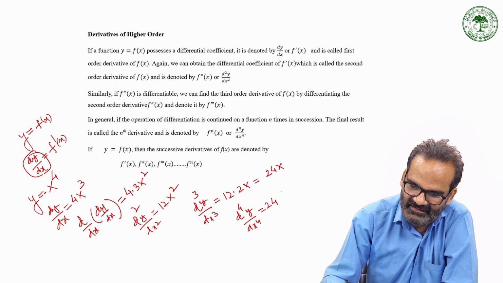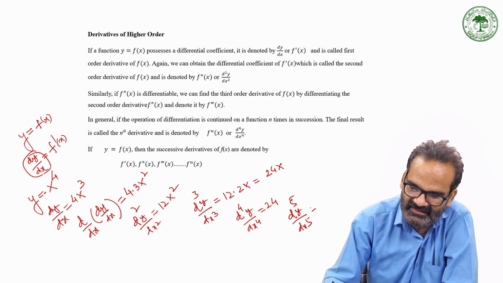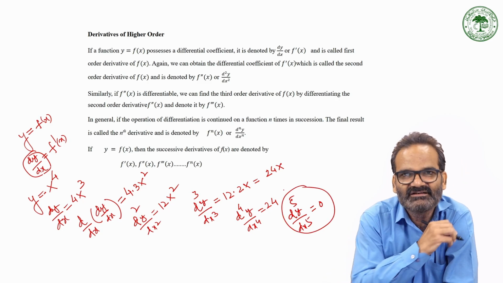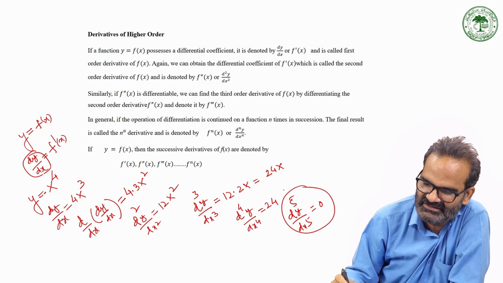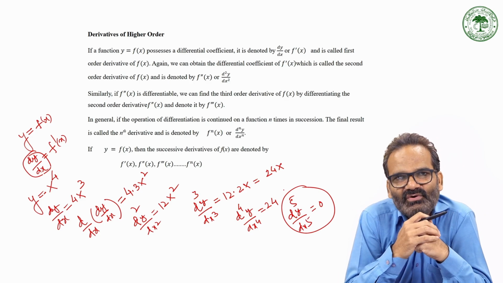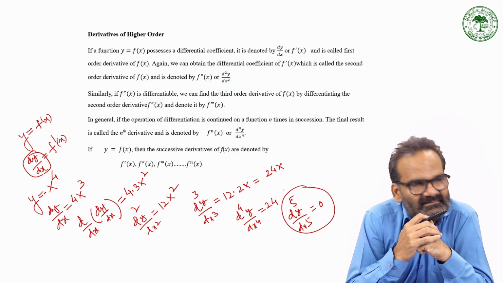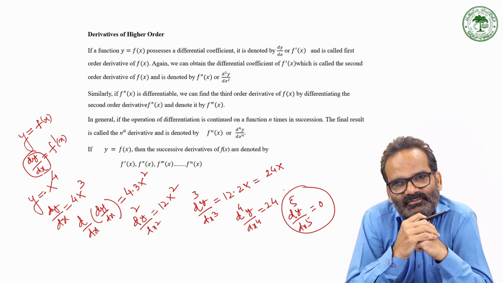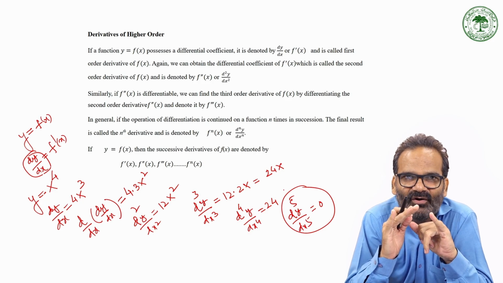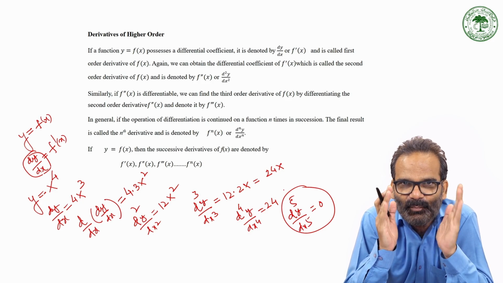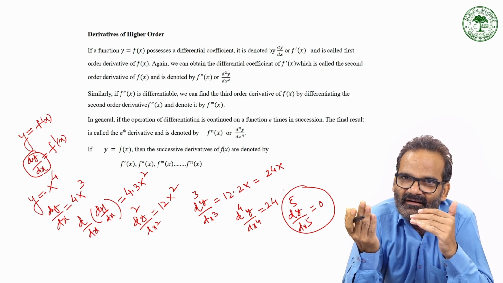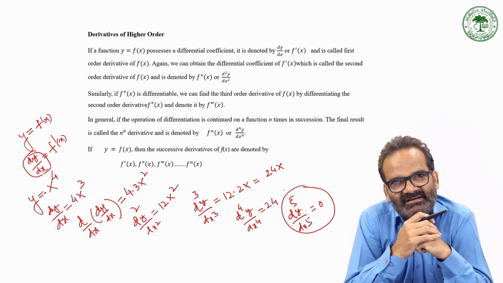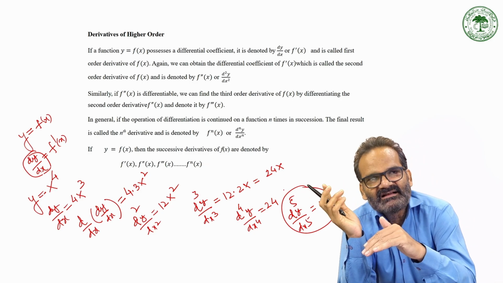So we will get d5y over dx5 as 0. Now this process is stopped. So what this example shows is that finding the derivative of a function up to order 1 is not a stopping process. It can continue up to any order as we wish, as shown by this example.